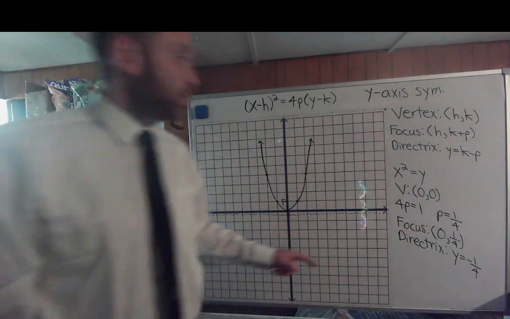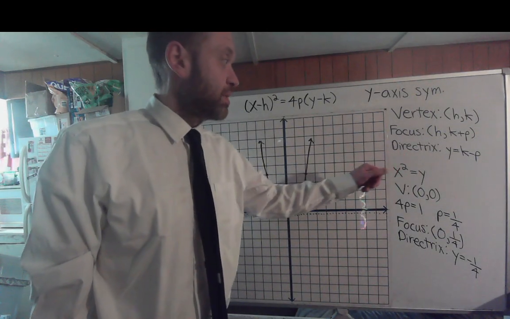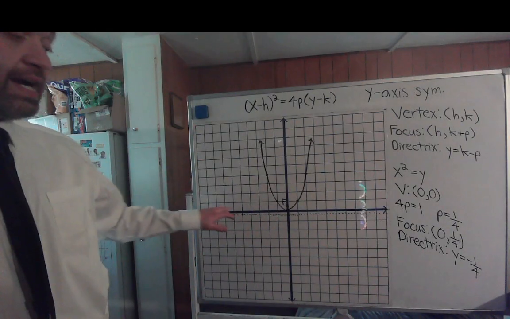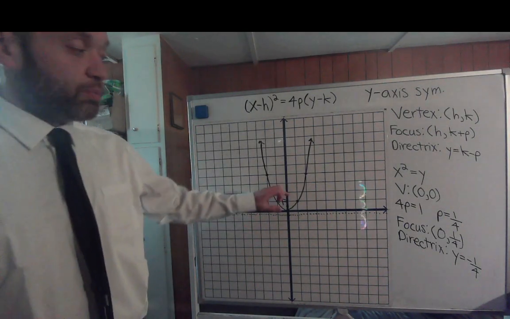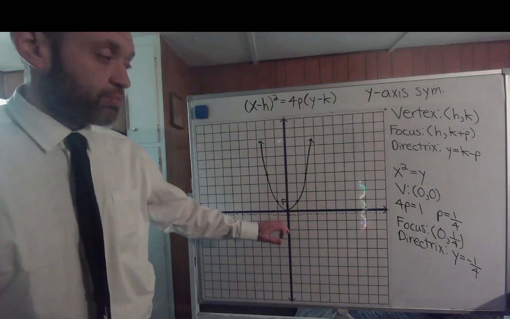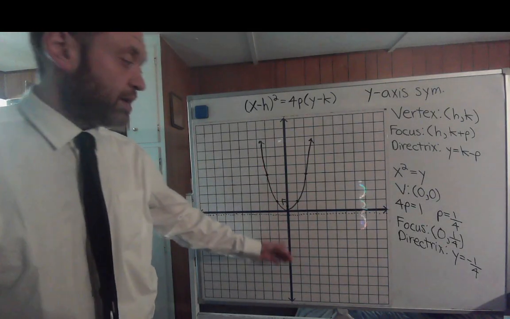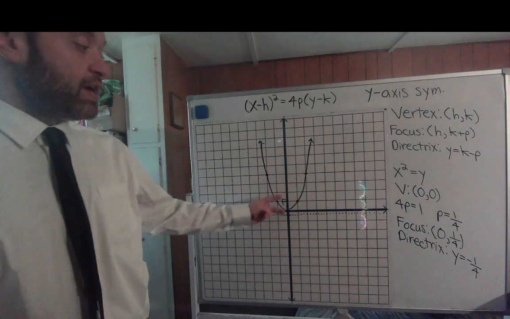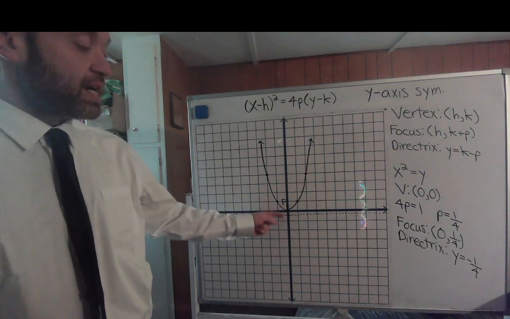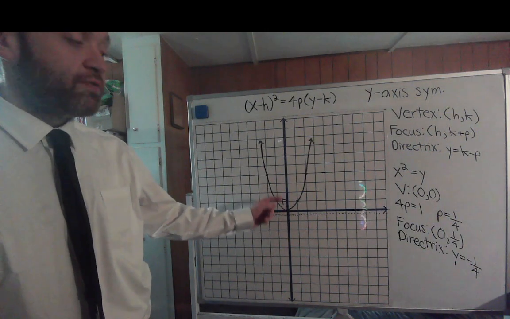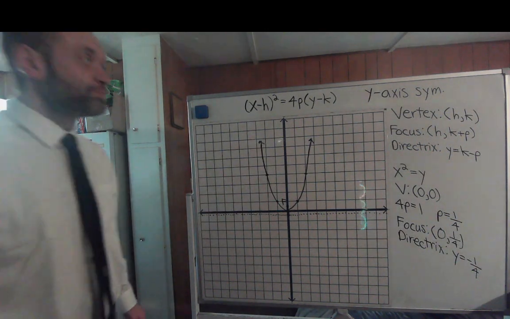And then the directrix is the line. If it opens upward, it's going to be below the parabola. If the parabola opened downward, it would be above it. They are equidistant, and the vertex actually is halfway between the focus and the directrix.